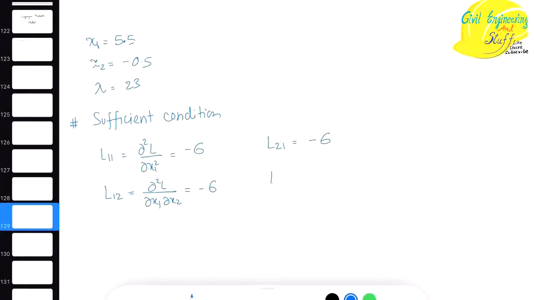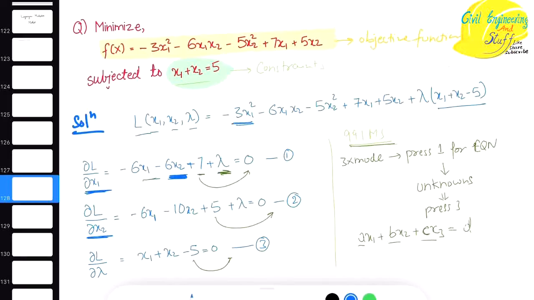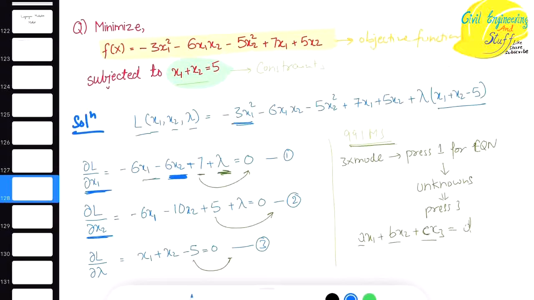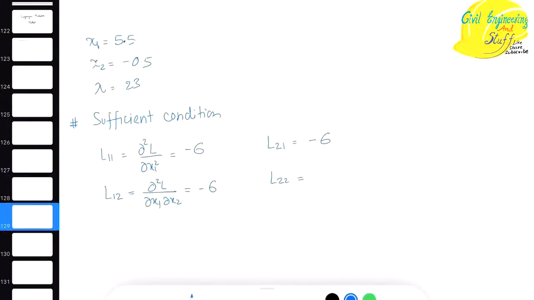Then L22. For L22, this means we have to differentiate equation number 2 with respect to x2, right? So on double differentiating with respect to x2, we'll see the value comes out to be minus 10. Okay, so these are the parameters.